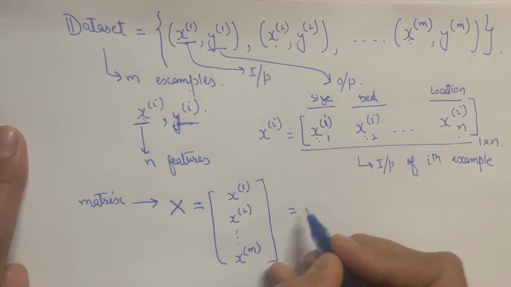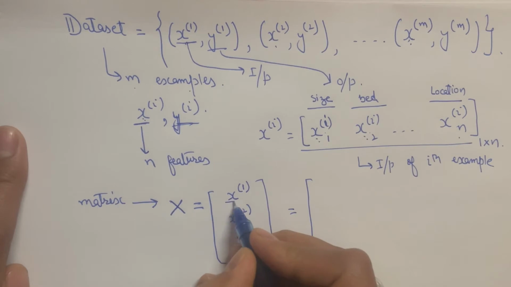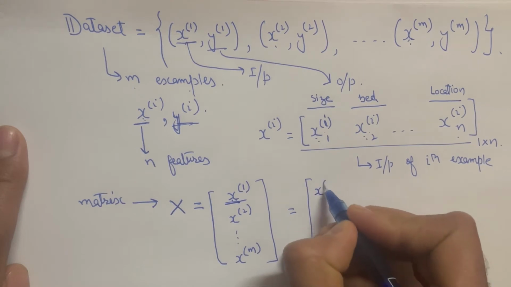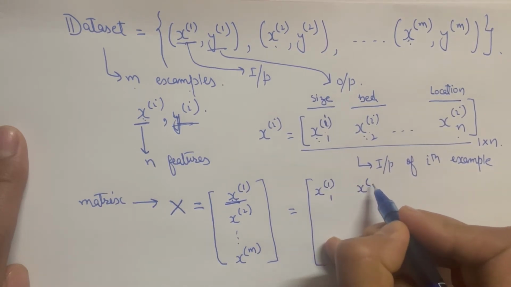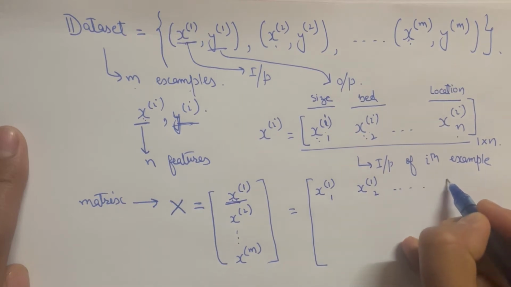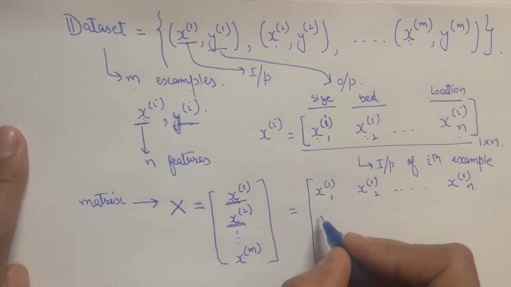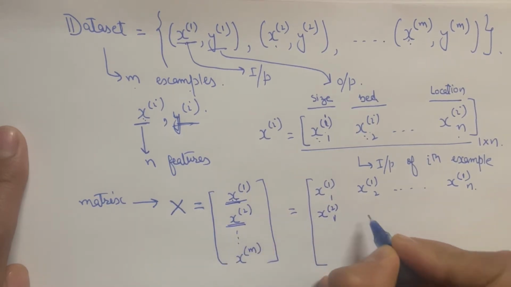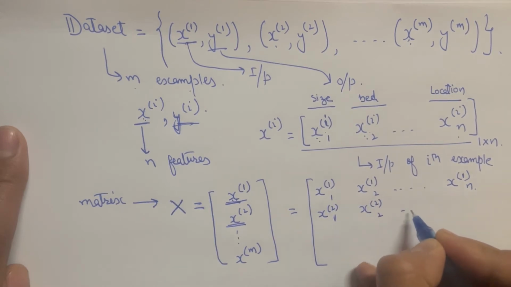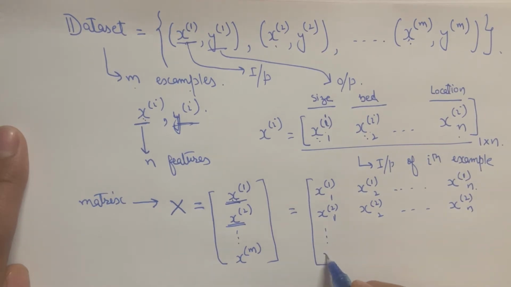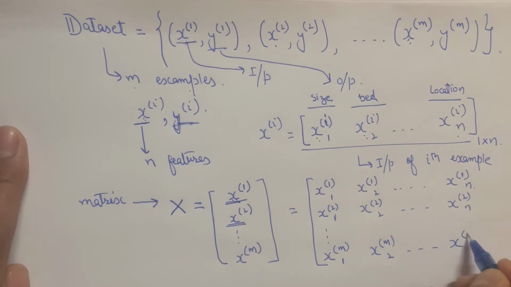And if I expand it, we know that every input is of how many features? N features. So this can be written as x11, x12 dash dash dash x1n. Likewise, the second example can be written as x21, x22 up to x2n. And like so we will go, the last one will be xm1, xm2 dash dash xmn.